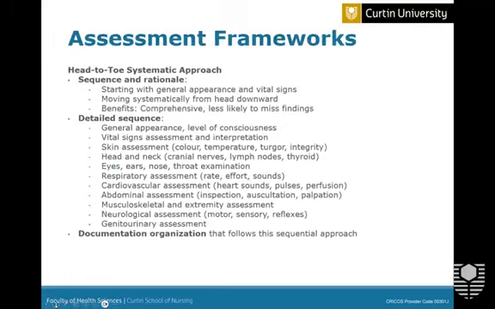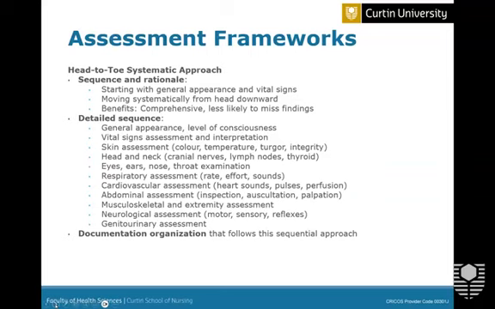So the assessment framework that we're looking at is a head-to-toe systematic approach. Remember I said this was also a cephalocaudal approach, because cephalo being head and caudal being bottom. What we're doing is that we start with general appearance and vital signs, and then we move systematically from the head downward. And what makes this approach beneficial is that it's comprehensive, and you're less likely to miss findings.